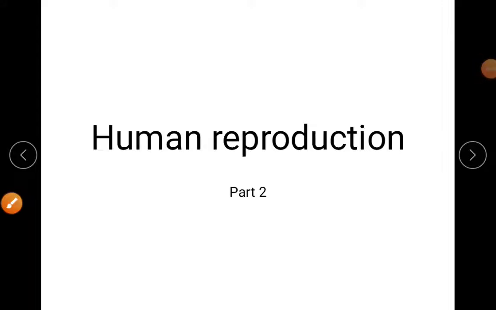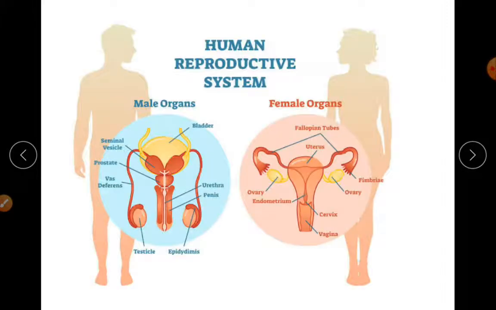Good morning, students. Today we are continuing with the second part of human reproduction, that is your female reproductive system. You have already studied about your male reproductive system. Okay, now we are studying about the female reproductive system.